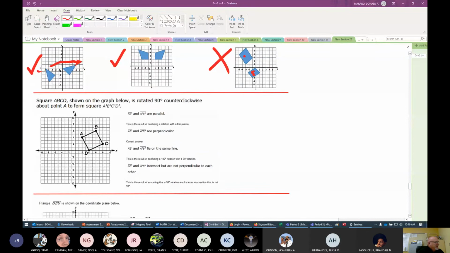So square ABCD, shown on the graph below, is rotated 90 degrees counterclockwise. So we are rotating counterclockwise 90 degrees, going one quadrant about point A. Point A is right there, to form square A prime, B prime, C prime, and D prime. So instead of us rotating around the origin, which would have been right here, we're rotating around point A.